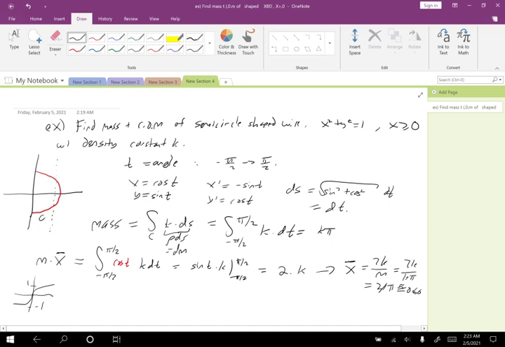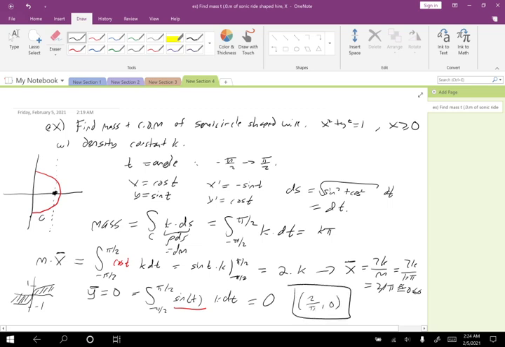Okay, now let's just do y bar. Actually, from this picture, you would think that y bar will be 0. And just to see why, you set up the integral exactly as before, and you add that sine of t, and now we see there's cancellation because the negative area will cancel with the positive area. Okay, so the center of mass will then be 2 over pi, comma 0, with mass k pi.